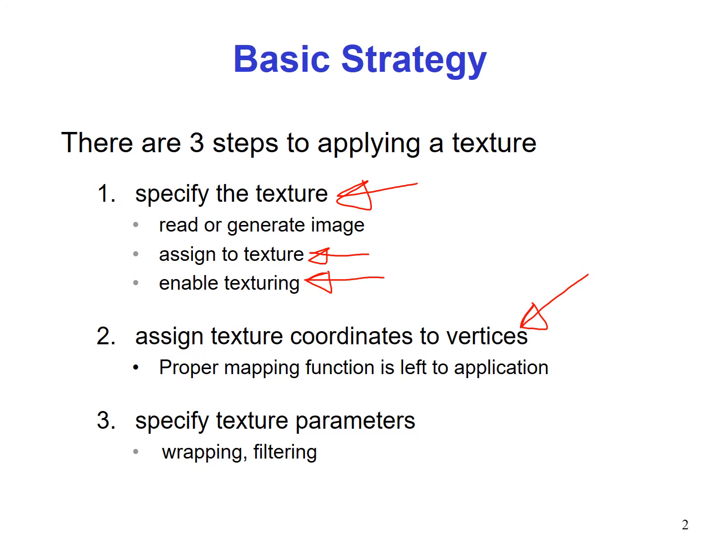Proper mapping function is left to the application. That means the programmer has to write code that would assign texture coordinates to specific vertex coordinates. The third step is to specify some texture parameters. For example, how should the texture be wrapped around objects, because texture maps are flat whereas geometric objects are 3D.